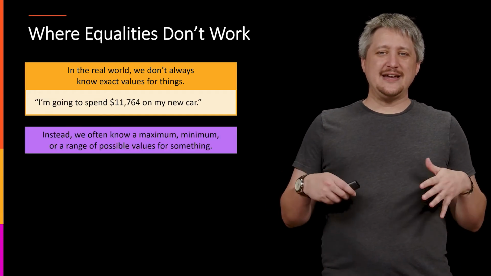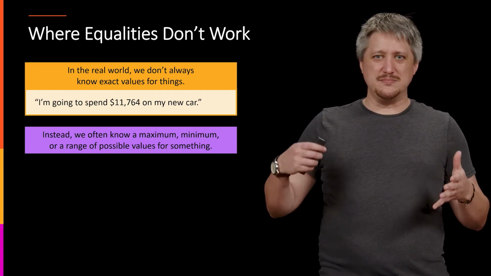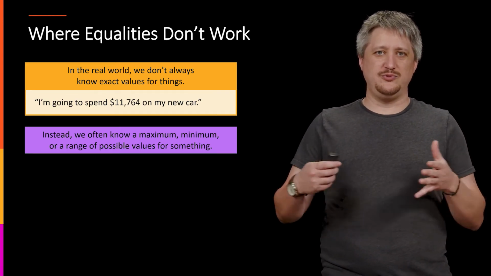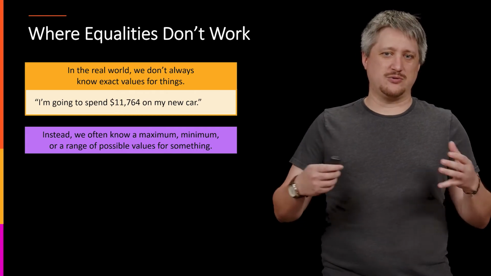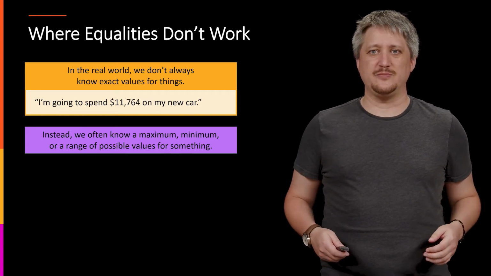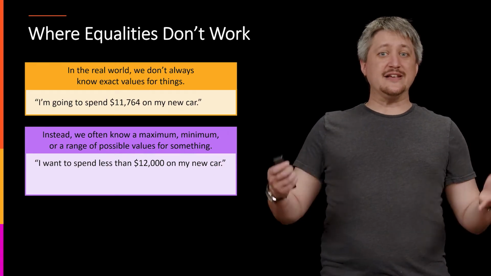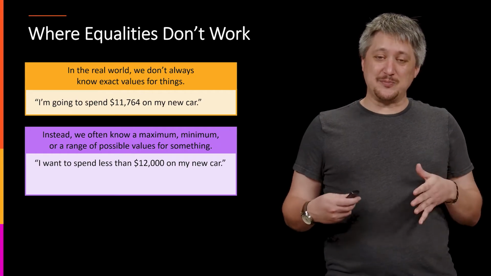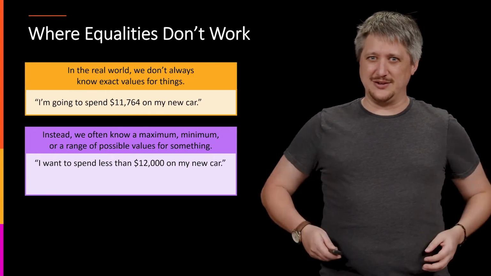So instead, typically when you go out, you have some sort of maximum, minimum, some sort of bounds on what it is that you're looking to do. So in this case, how much you're willing to spend on a car, or other values you might be looking at for something. For example, you might say, okay, I want to spend less than 12 grand on a new car. You might end up spending $11,764, but that's not really what you're thinking going in.